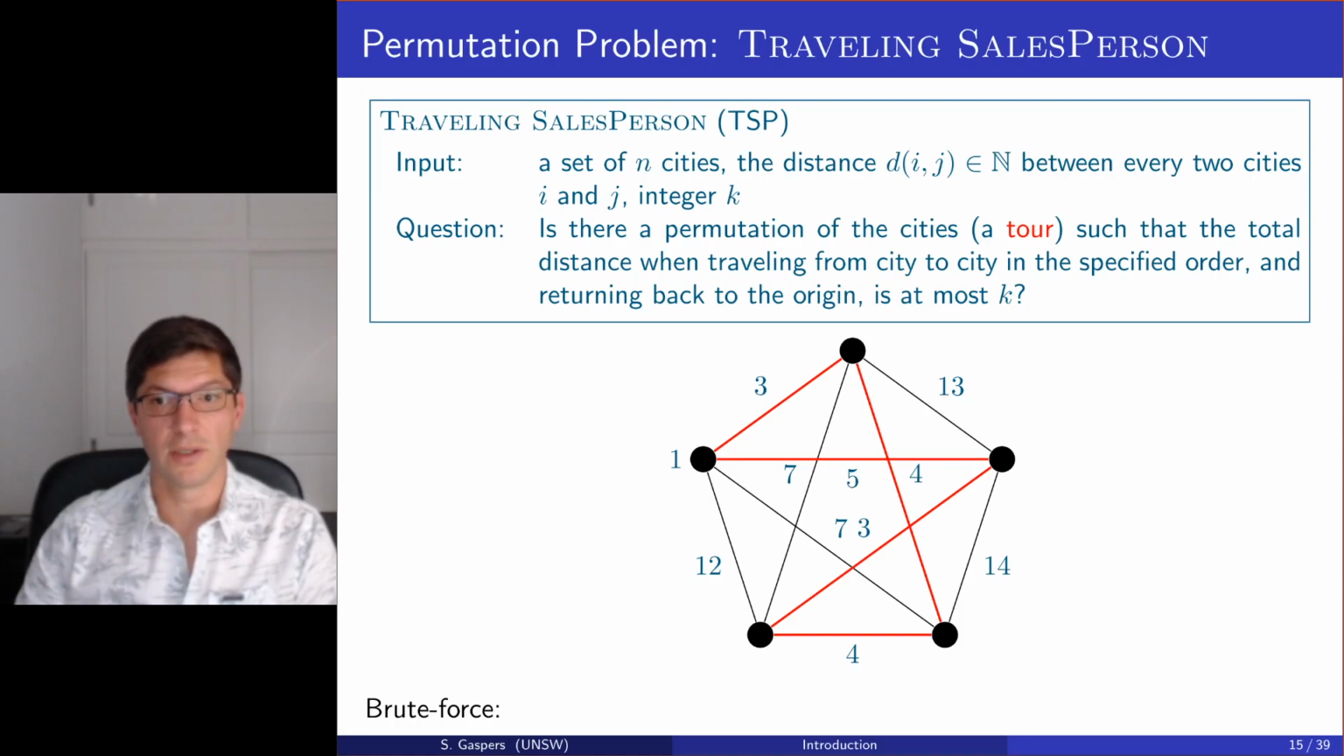If somebody gives us a tour, a permutation of all the cities, so we need to visit all the cities and then return back to our original city, then it's easy to add up the distances. So we can easily check in polynomial time whether the length of this tour is at most k. The computationally intensive part is the guessing of this tour, or the enumeration of all possible permutations of cities.